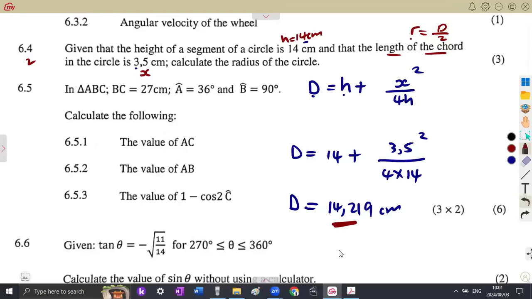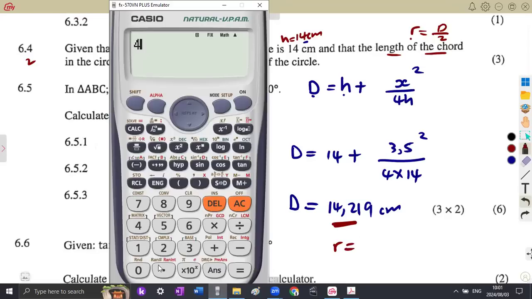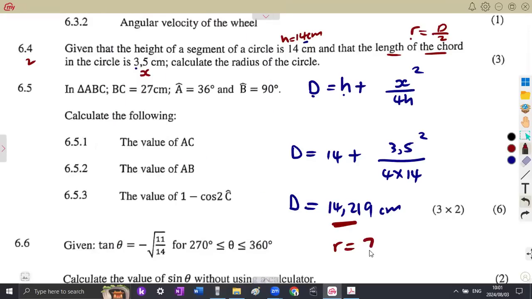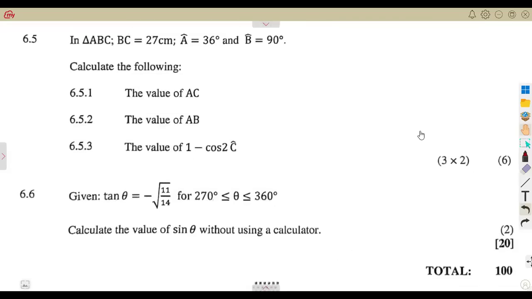We can obtain the radius from there. So the radius is this answer divided by 2. So that's 14.219, then divide by 2. You are going to obtain 7.110 like that. So that was our radius. Remember, the radius is half of the diameter. The formula is for the diameter. Calculate the diameter, then find the radius from there.